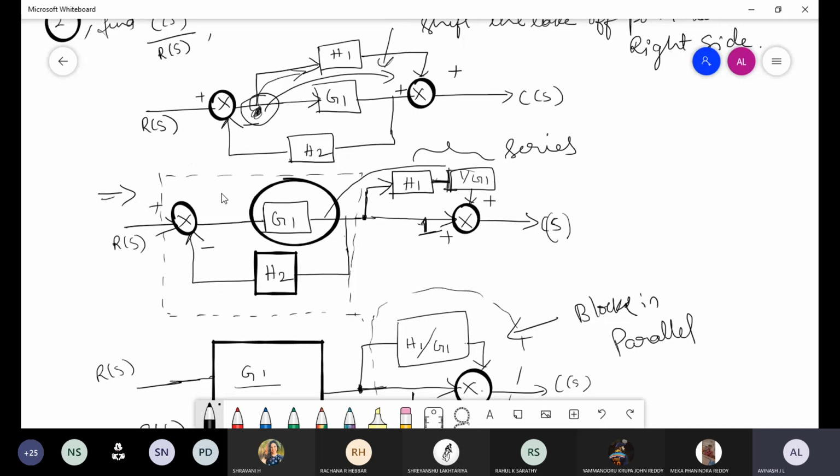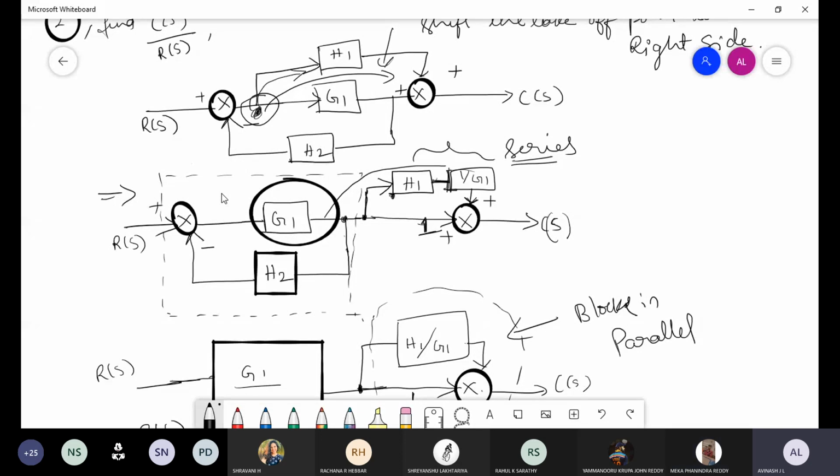Yes, sir. Once you shift it here, in the same line you can see H1 followed by 1 by G1, and that is going to the summing block. Now these two, H1 and 1 by G1, are in series. That is agreed, all of you? I want a response from your side so that I can go further. So H1 and 1 by G1 blocks are in series. Agree? Yes, sir.